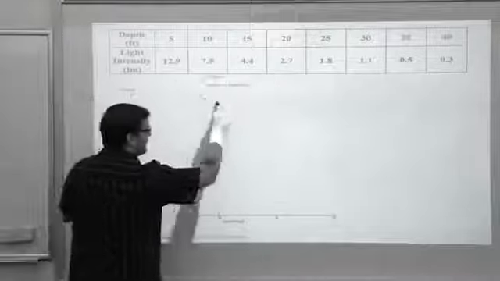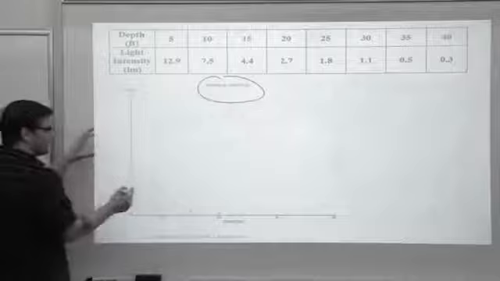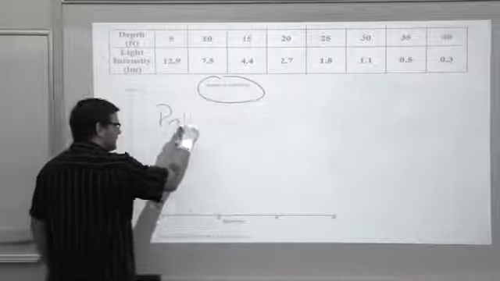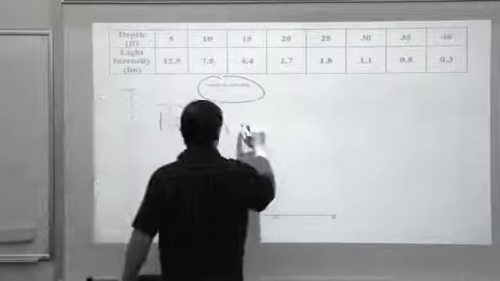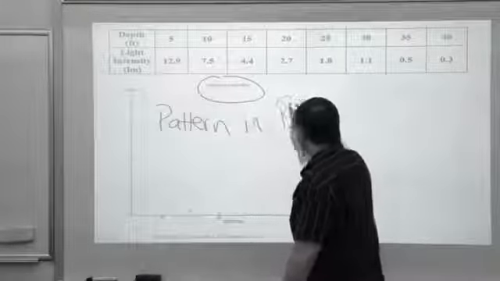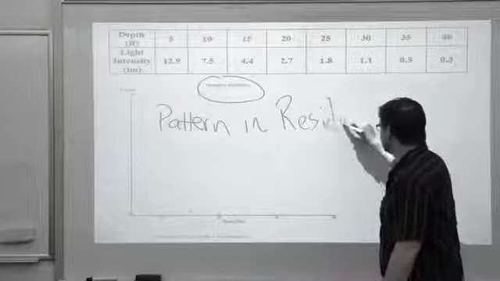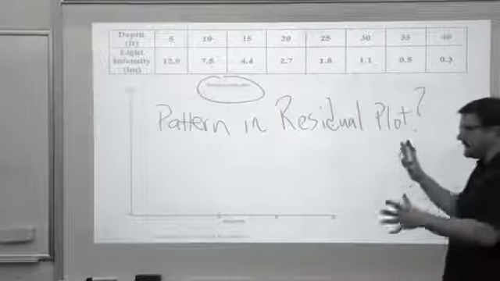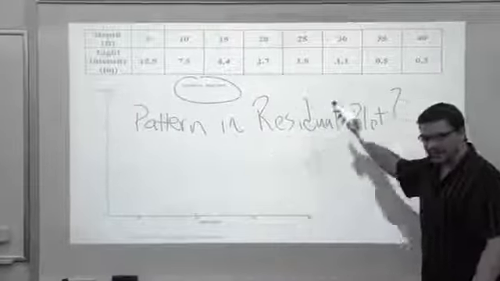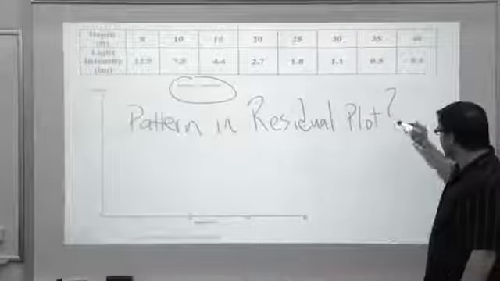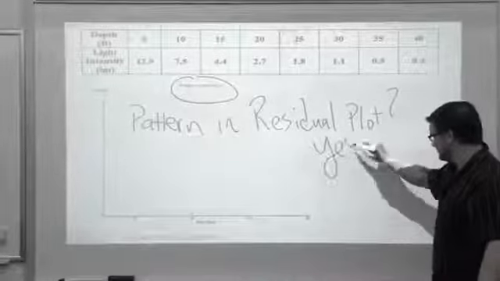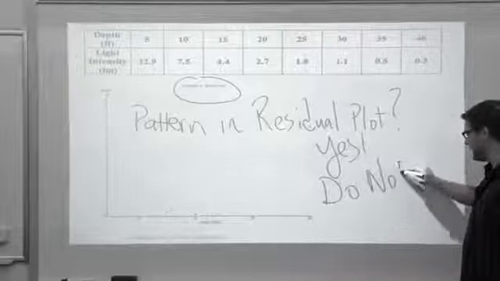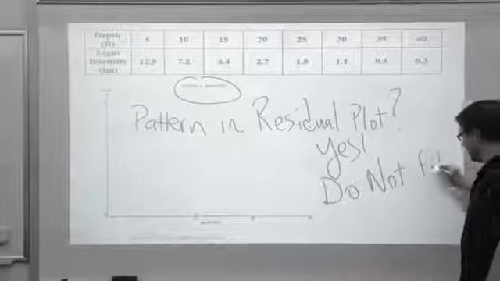Here it is. This is a residual plot, the one on the right in your notes. Do you see a pattern? The answer is yes. Is there a pattern in the residual plot? Clearly there is. You can draw a nice parabola shape if you wanted to play connect the dots. Pattern in the residual plot. Yes. What does that tell us? It tells us do not fit a linear model.